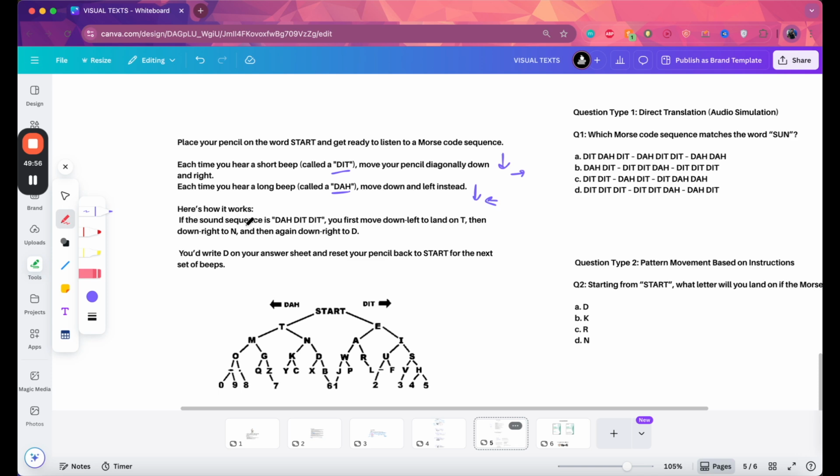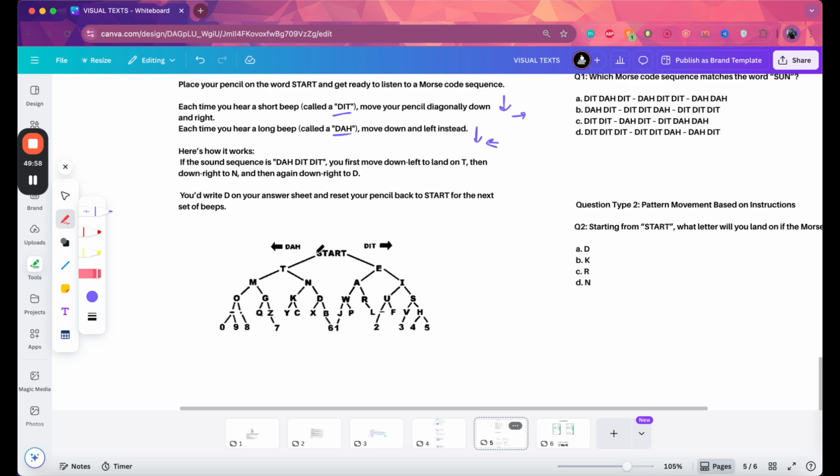If the sound sequence is da dit dit, so da dit dit, you go down to T, then around to N, down to D. Okay, you'd write D as your answer and reset your pencil back to the start. Okay, so that's Morse code, and we would use that to answer some questions.